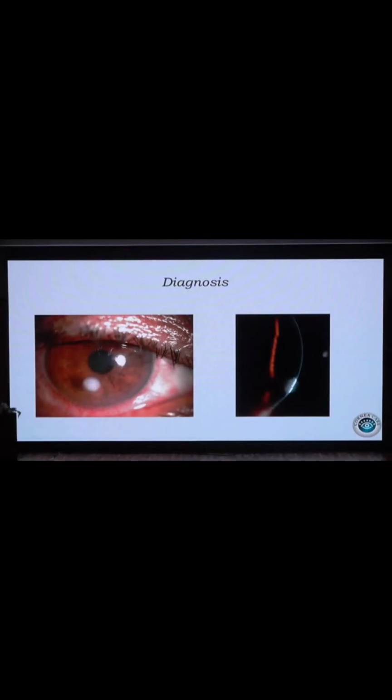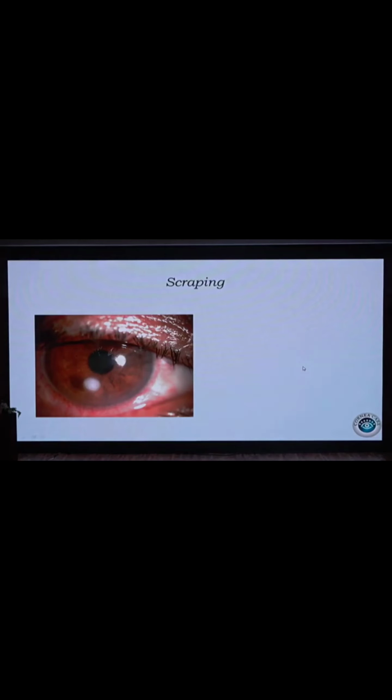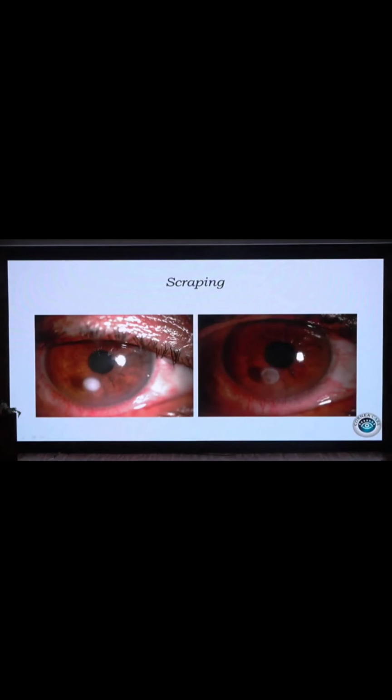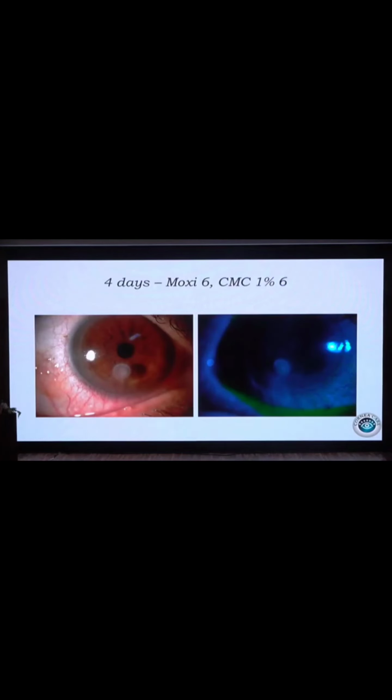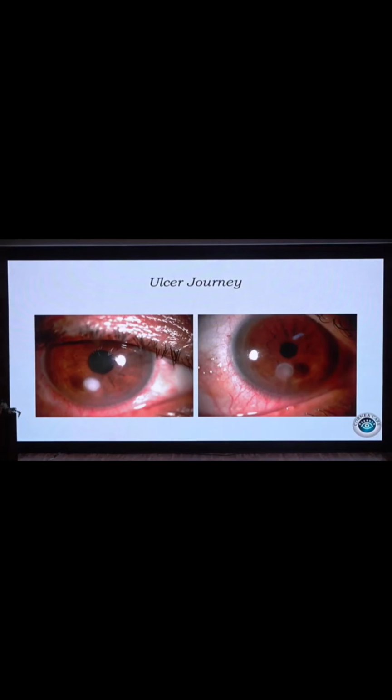As you can see, the surrounding area looks pretty much clearer. Hardly any cellular infiltrate, no edema. And when I did the scraping, I realized that the entire dense-looking thing was just a necrotic mass. It just came out like pus. And on scraping, there was no organism. So I stopped all the drugs and put him only on Moxie 6 times a day. And this is how the patient responded.